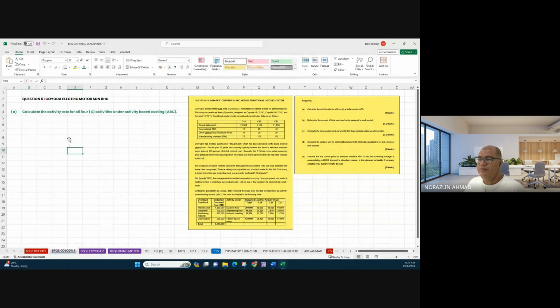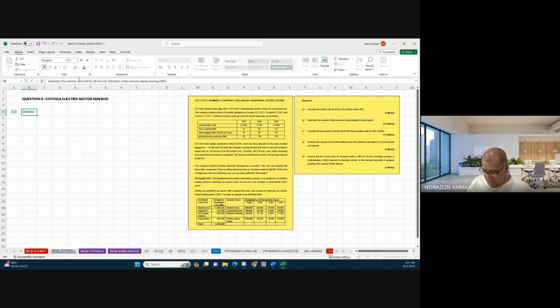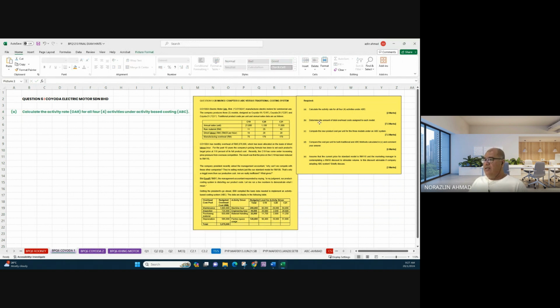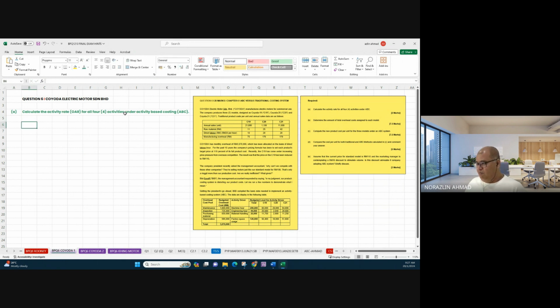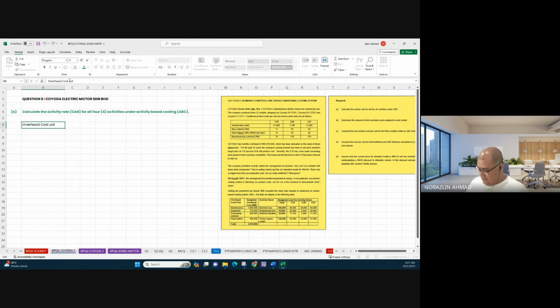Okay, let's continue. Calculate the activity rate. Activity rate ni, this one is OAR, overhead absorption rate. OAR ya. Okay, for this one, dia dah letak ya untuk OAR. So kita buat kat sini, which is kita copy balik yang di bawah ni ya. Overhead cost pool, which means this one we just copy paste from the question.